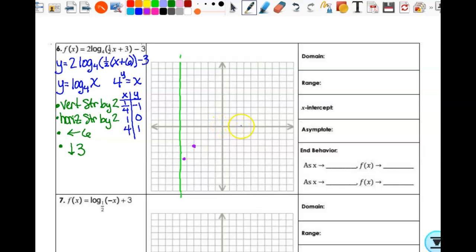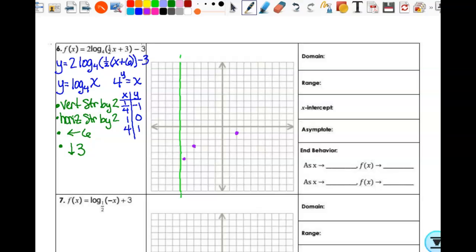Then I go to 4, 1. I start right here. Vertical stretch by 2, my new y value is 2. Horizontal stretch by 2, my new x value is 8. Then I move to the left 6 and down 3. End up right there. But before I sketch it in, I do not have my x-intercept.